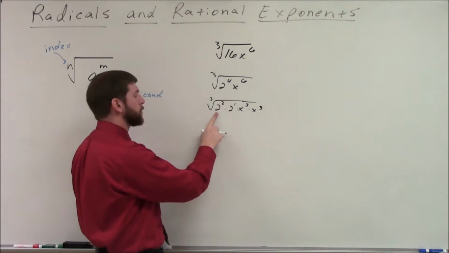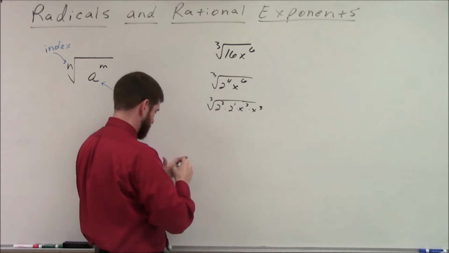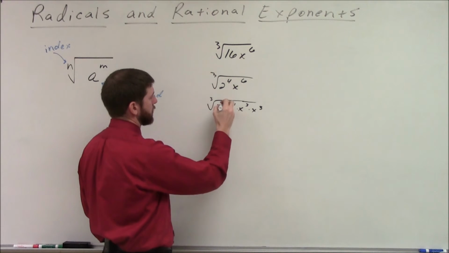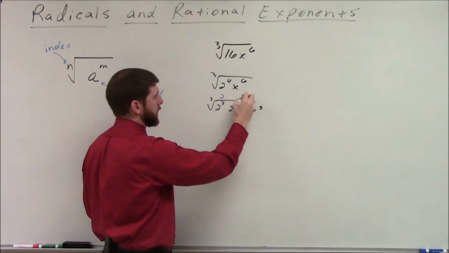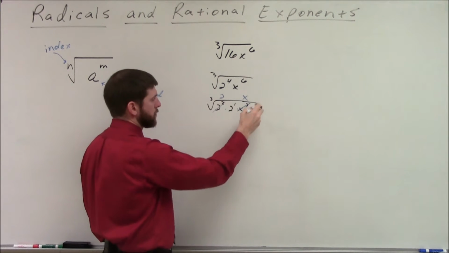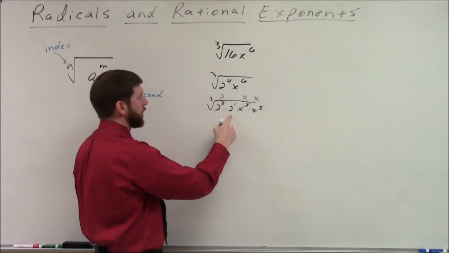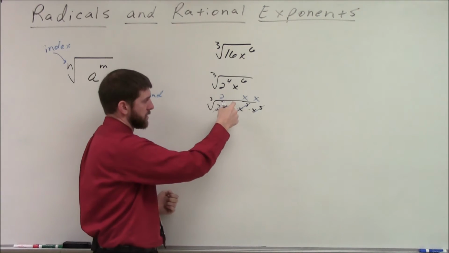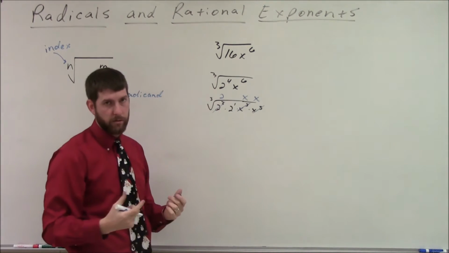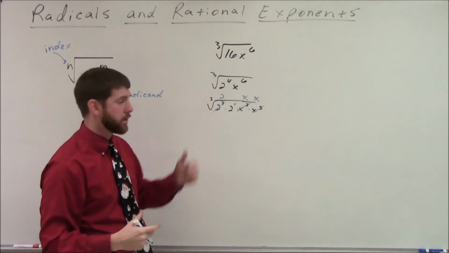So what number cubed gives us 2 cubed? Well, 2 does. What number cubed gives us x cubed? X. What value cubed gives us x cubed? X. What number cubed gives us 2 to the first? Nothing does, because 2 to the first is smaller than 2 cubed, and 2 cubed is our smallest cube.